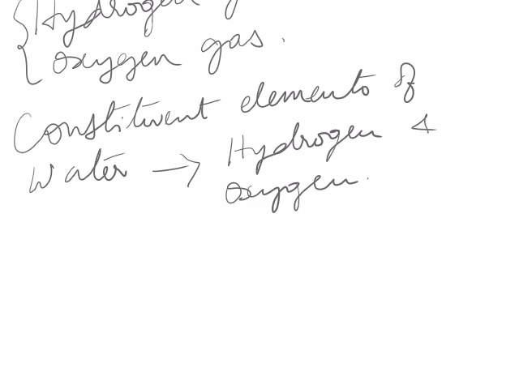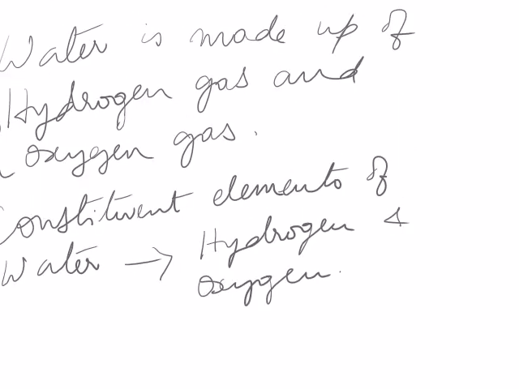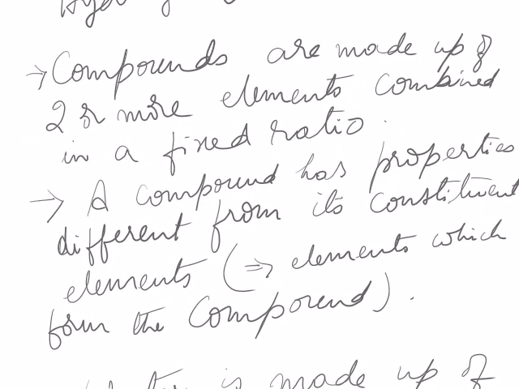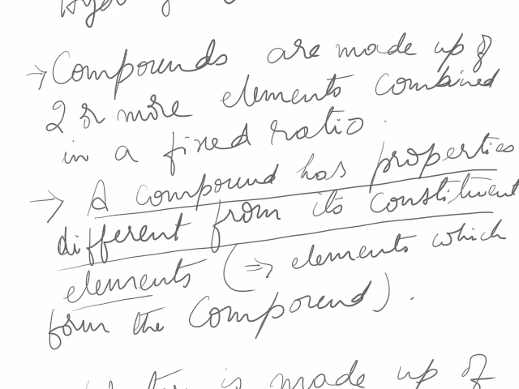So water does not have any of the individual properties of either hydrogen or oxygen. Water has its own set of different properties. That is the meaning of a compound showing properties that are different from its elements. So water, which is made up of hydrogen and oxygen, both gases, is a liquid, a basic difference in the state.